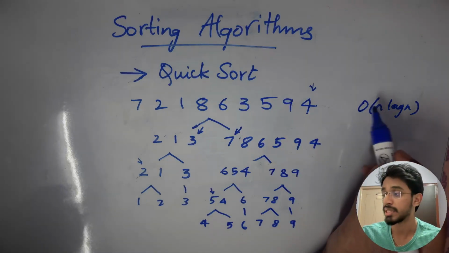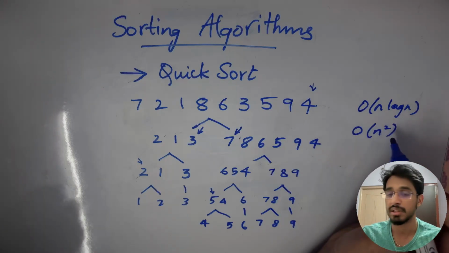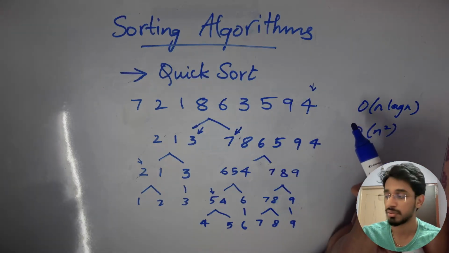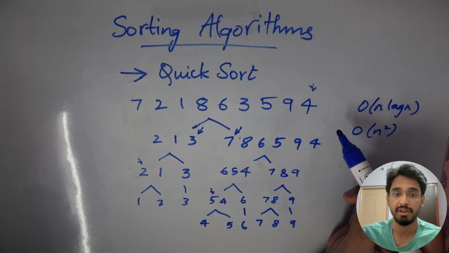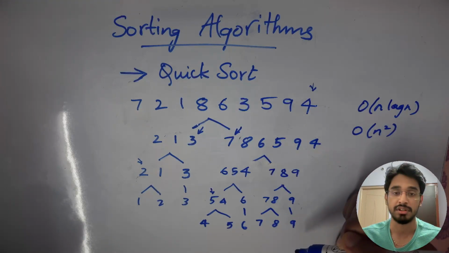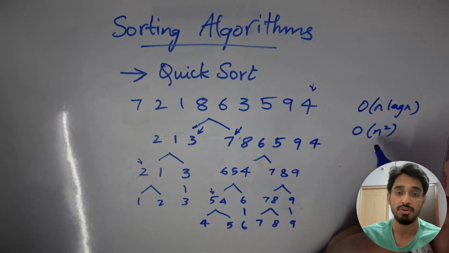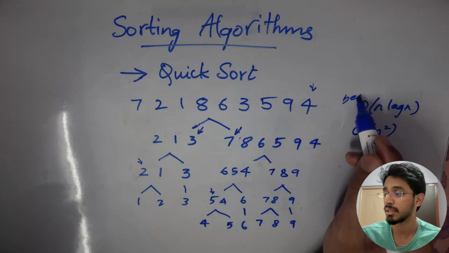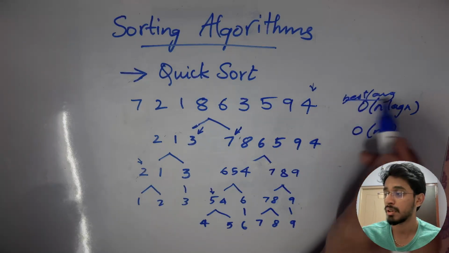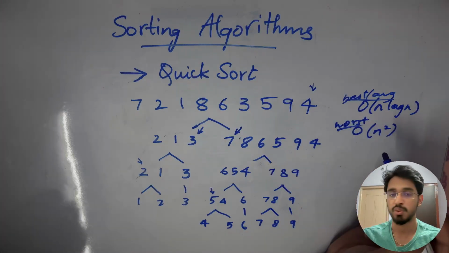Okay, so the best case is O of n log n, and the worst case could be O of n square. Basically when we choose a wrong pivot, we will keep doing this again and again, so we'll be having a long tree-like structure. So that's when we find that the worst case is O of n square. So this is the best or the average, and this is the worst. Okay, let us now practically code this inside JavaScript.